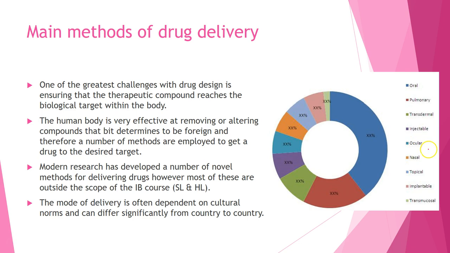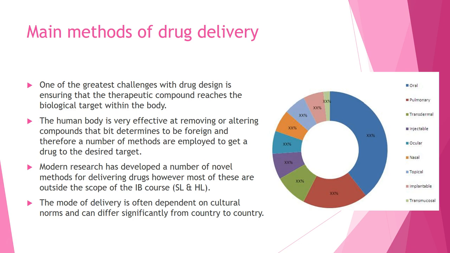Ocular means through the eye. Nasal, such as nasal sprays for antihistamines and things like that. Topical means on the skin, whereas transdermal means through the skin. Okay, implantable, so things like Implanon, where young women these days will often get an implant into their arm, and there are other slow release implants that we can use. And transmucosal, which is basically anything that is passing through a mucous membrane, such as the wall of the mouth, the ear, and various other mucous membranes.